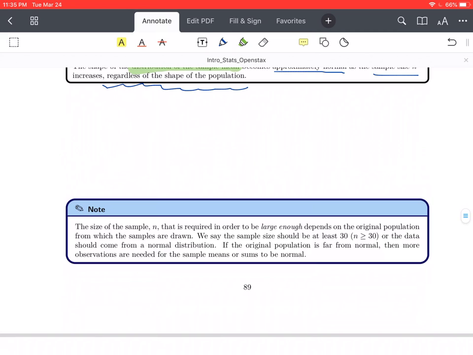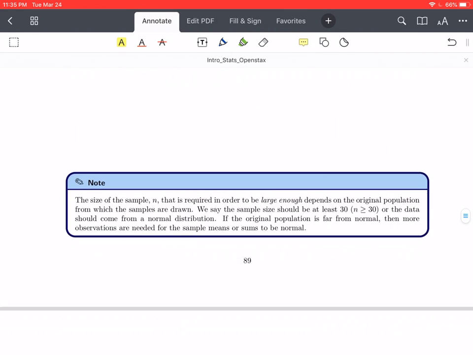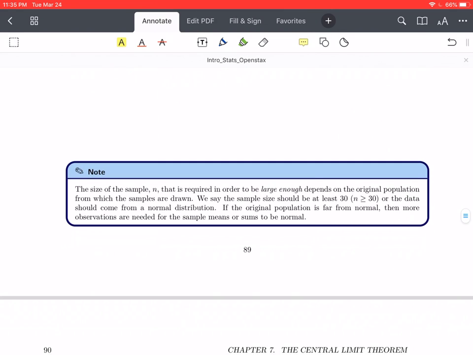The sample size n that is required in order to be large enough depends on the original population from which the samples are drawn. Generally, we say 30 is kind of the magic number. Or if it comes from a distribution that's already normal, then we're fine. But in order for us to have this approximate normality, we need a large enough sample size to work with. Otherwise, it could be completely skewed, and we wouldn't know.